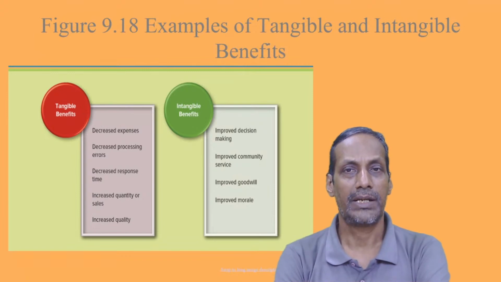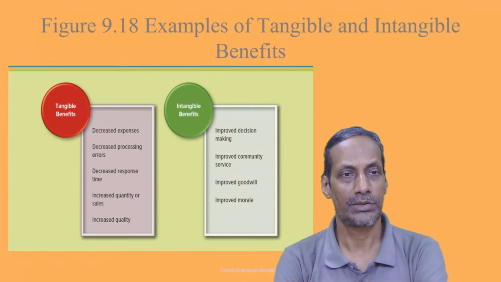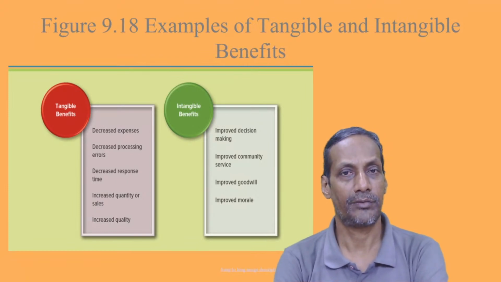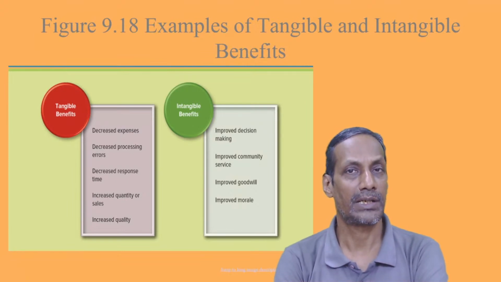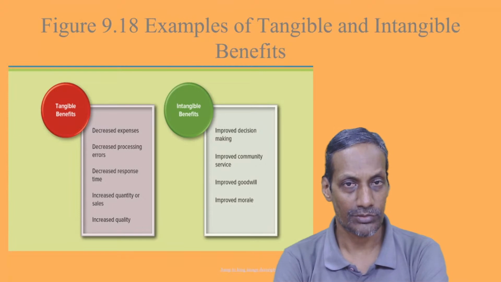Information system projects are greatly affected by the changing technology, which happens very fast. There are many tangible and intangible benefits that we get from the design of information system solutions. If you have a good system solution in place, then you will have decreased expenses, decreased processing errors, and decreased response time to respond to the requirements of the stakeholders. You will have increased quantity or sales.